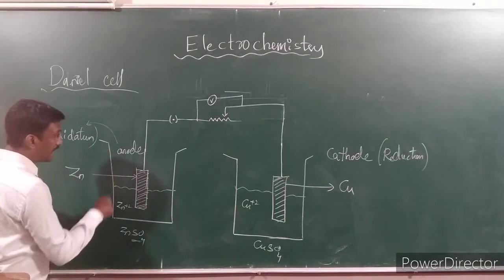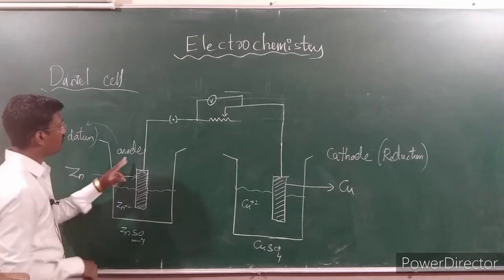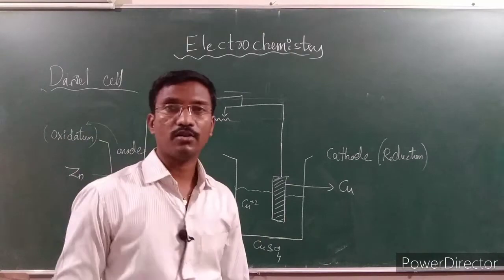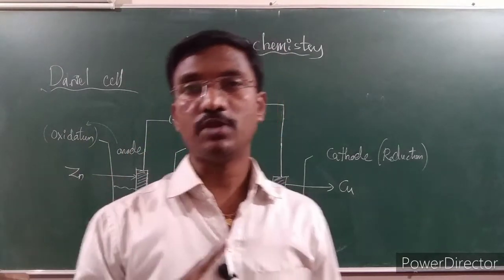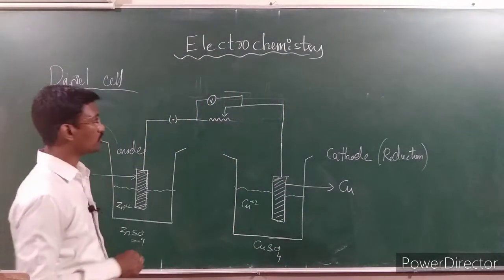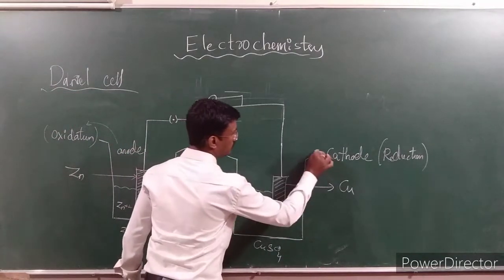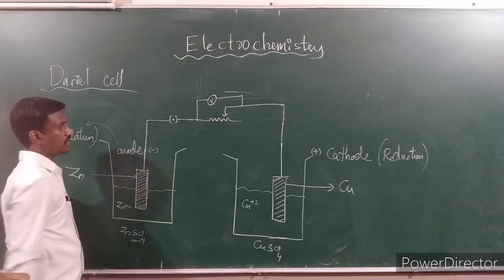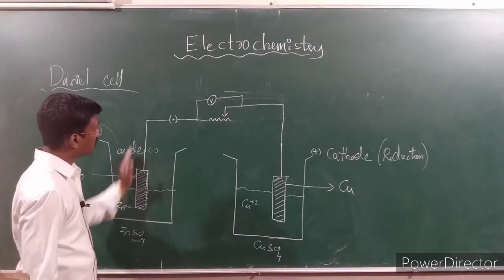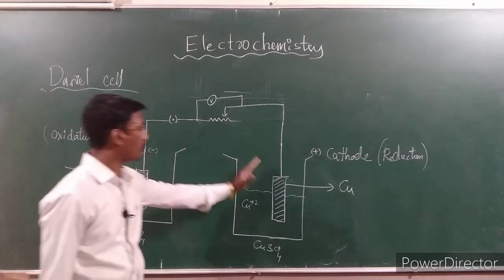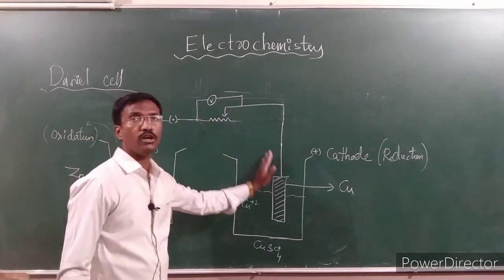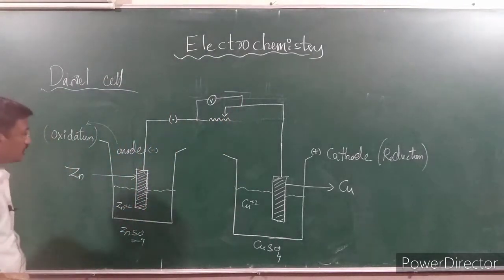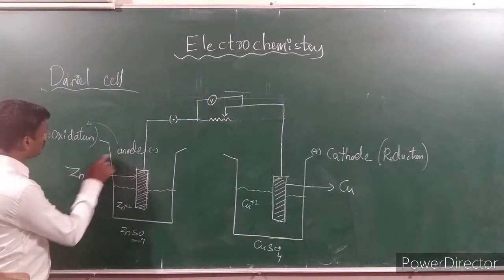The electrons are transported from the anode to the cathode. Why? Because the electron, being a negative charge, always moves toward the positive charge. So the cathode carries the positive charge, and the anode carries the negative charge. The electrons move externally from the zinc rod to the copper rod. How does it move? Zinc is dipped in a zinc solution, and in this condition zinc undergoes oxidation.